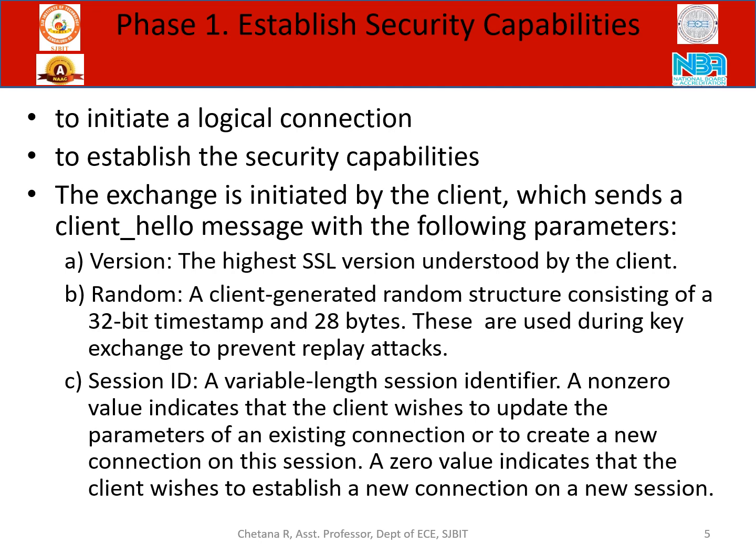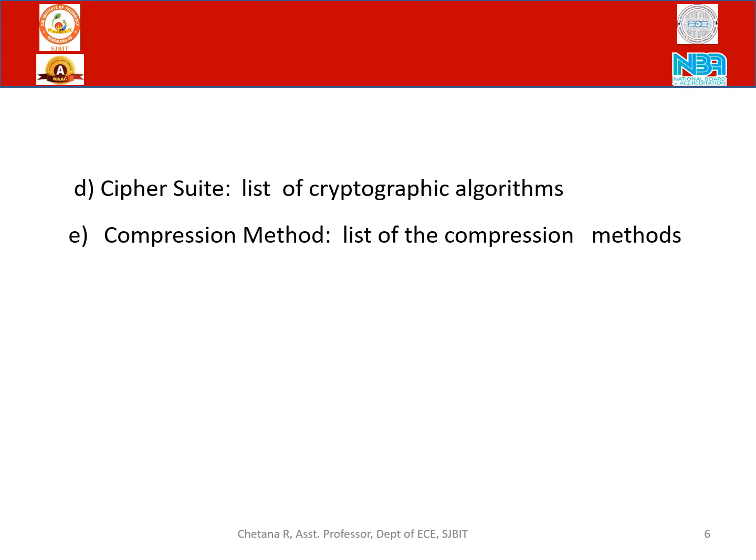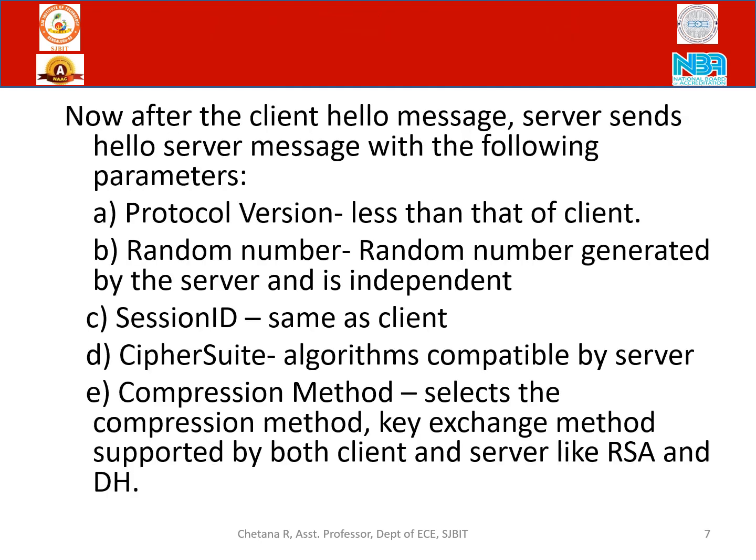So the same information which I had told is given here. The logical connection is initiated, the version and the random bits which have been generated, and the session ID. These are all the information shared in the first phase. Second, the server asks what the protocol version is; it should be lesser than that of the client. Like this, the information is shared.